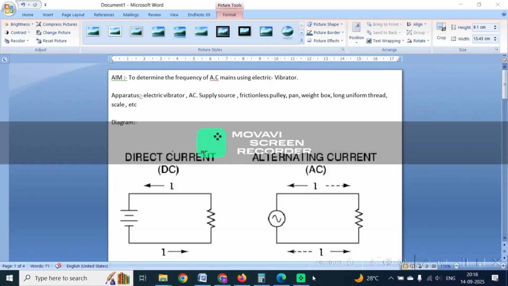So today we are going to start with the experiment. We want to find out the frequency of our AC mains, which should be about 50 Hertz, using an electric vibrator and a vibrating string. So you already now know about the direct current and alternating current.